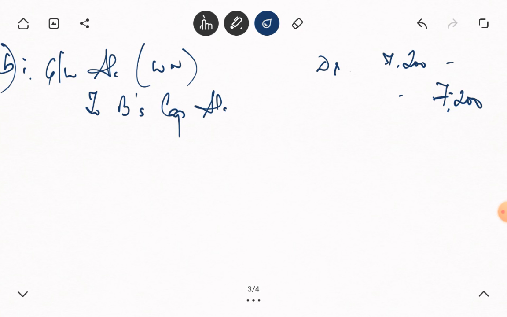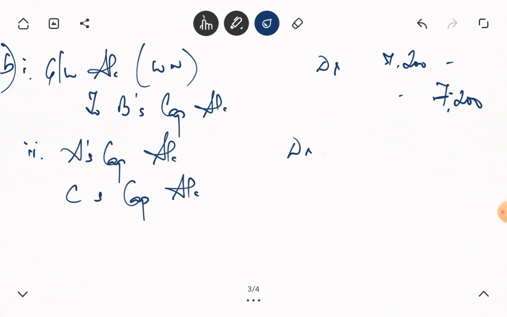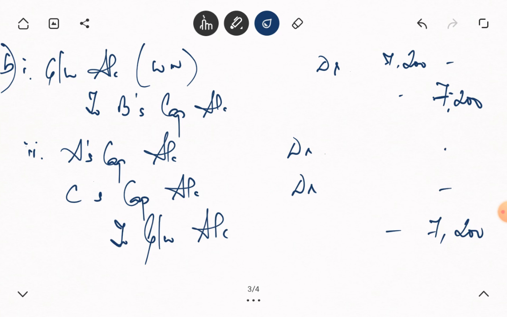And then after you raise B's share of goodwill, we have to also write it off, and we'll write it off to your continuing partners. So it'll be A's capital account debited and C's capital account debited to goodwill account, rupees 7,200. So it'll be divided in their gaining ratio.